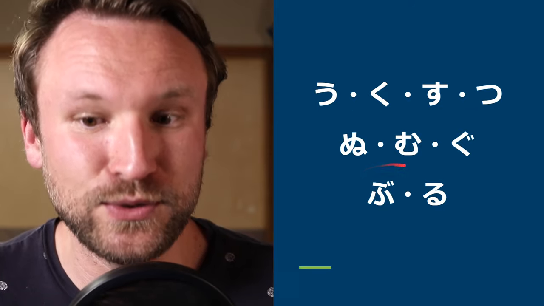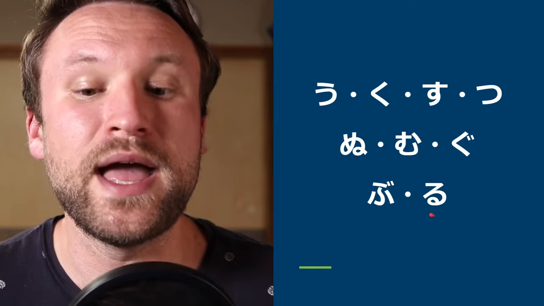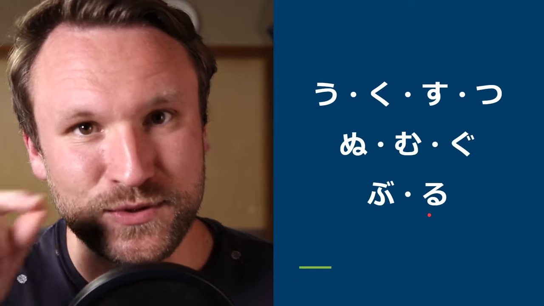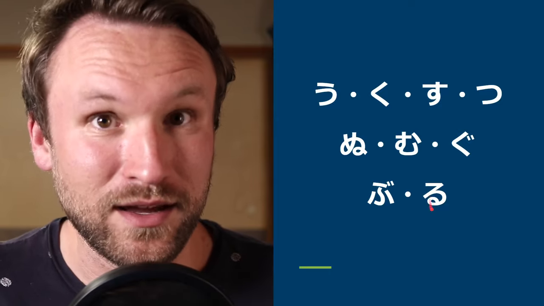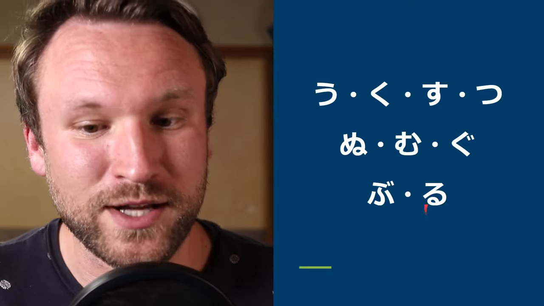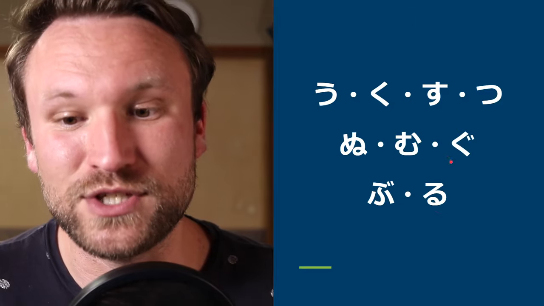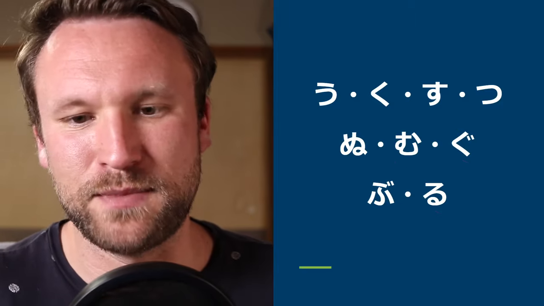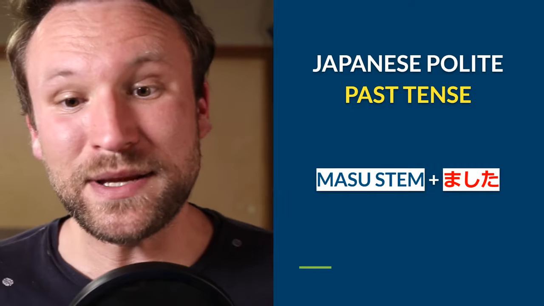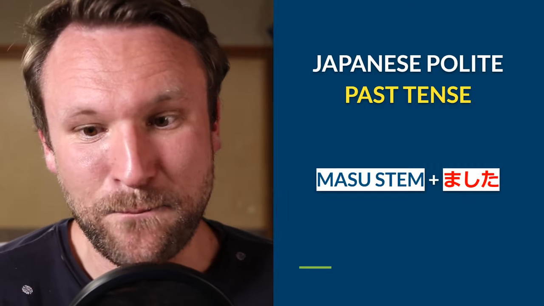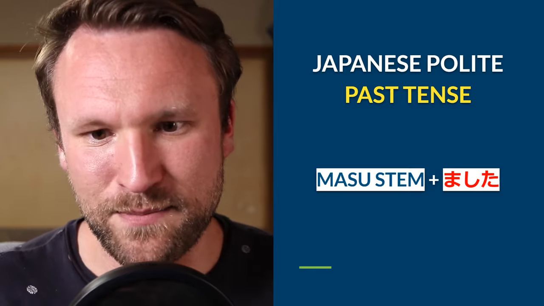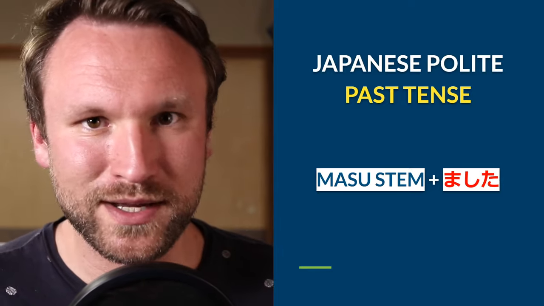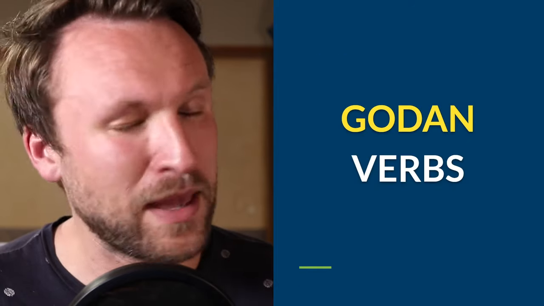We've got U, ku, su, tsu, nu, mu, gu, bu, and ru. So you hear those end in an U syllable. There's a syllable before them, like an R sound. If you wrote it out in Romaji, it would be R-U, B-U, G-U, M-U, right? That's what I mean by that. So the Japanese polite past tense is this. It's the masu stem plus mashita. But what is the masu stem? Let's review that really quick because we went over it last week and maybe some of you forgot it.